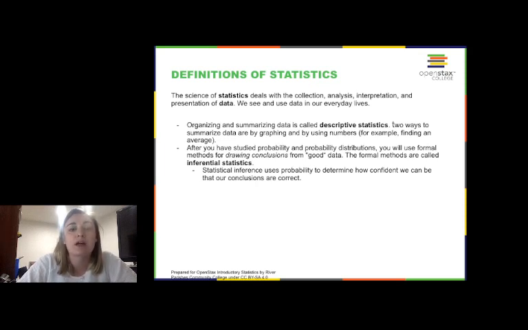After we've discovered the ways in which we can organize and summarize data, we can go ahead and use inferential statistics, which is the process of drawing conclusions from the data. This method of statistics uses more formal methods, and it allows us to look at data and find the significance and therefore draw conclusions to make future predictions on data. Statistical inference uses probability to determine how confident we are that our conclusions are correct.